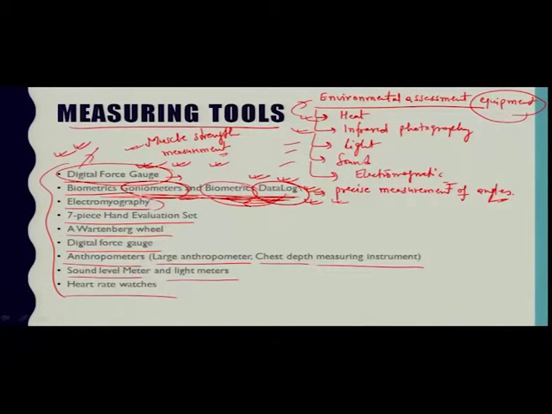Another thing is electromyography. This particular tool comes under nerve condition studies. It is a technique used to evaluate and record the electrical activity produced by skeletal muscles. Electromyography is also written as EMG. EMG is of two types. First is surface EMG and second is intramuscular EMG.